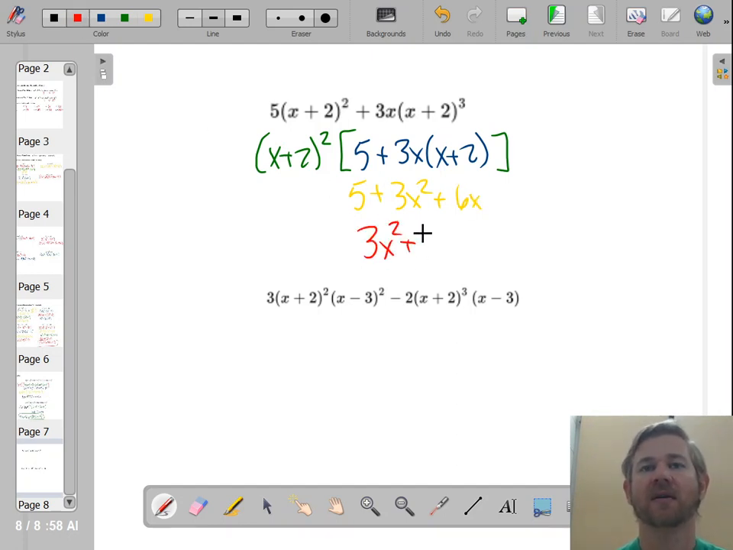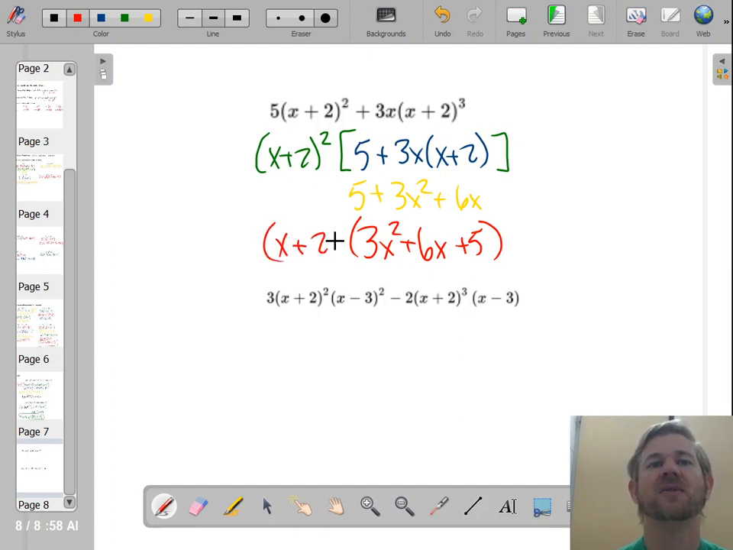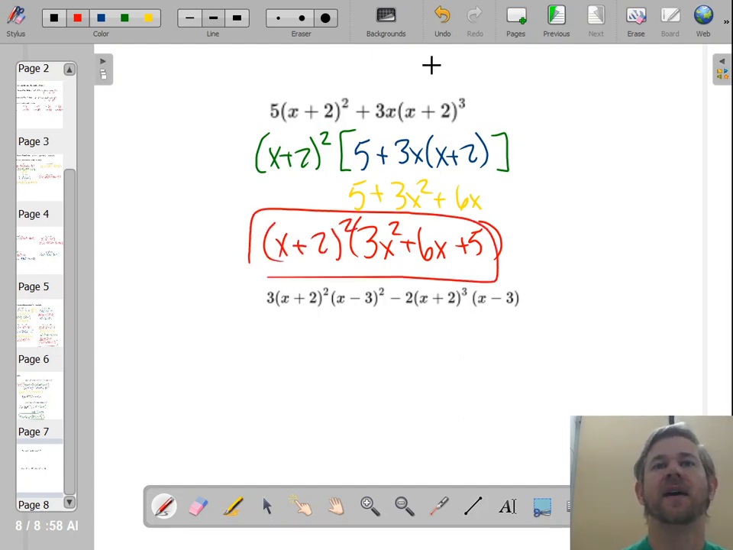3x squared plus 6x plus 5. Is that factorable? Does anything multiply to 15 and add to 6? I don't think so. (x plus 2) quantity squared. That's factored. Cool.